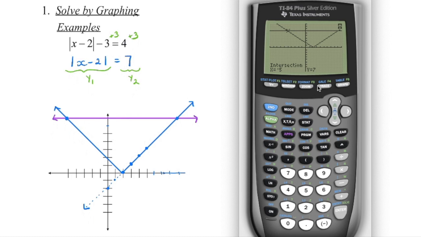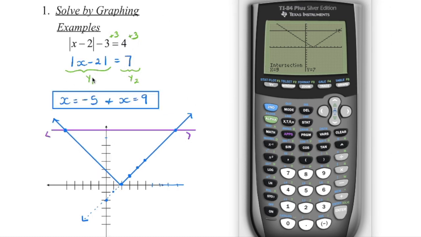And then we're going to go again, second function trace, we want number 5. So we're going to now go over to the second point. So we're going to just hold that right arrow down. The coordinates on the bottom of the screen are changing as that cursor moves. So we're going to get close. Are we on the first curve? Say yes. Second curve, say yes. Do you want me to guess what that value is? Say yes. And there is our second solution of 9.